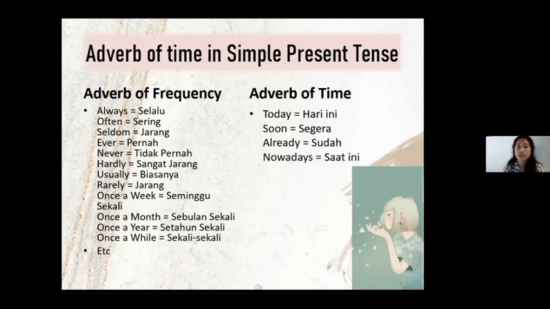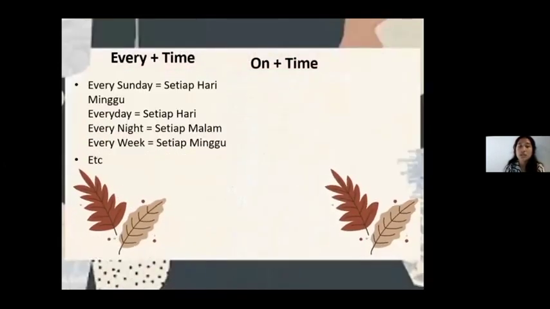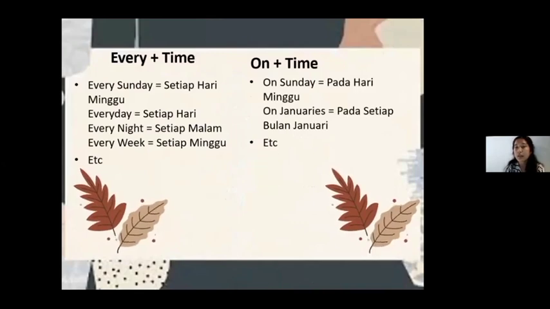Oke, slide selanjutnya. Kita juga bisa menambahkan kata every dengan keterangan waktu yang ingin kita gunakan. Misalnya every Sunday, every day, every week, dan yang lainnya. Dan yang terakhir kita bisa menggunakan kata on dengan keterangan waktu yang ingin kita gunakan. Misalnya on Sunday, on January, atau on 8 AM atau on 10 PM.